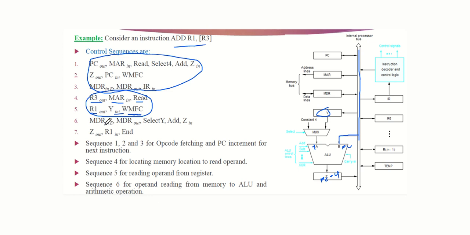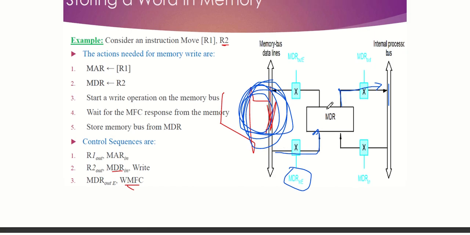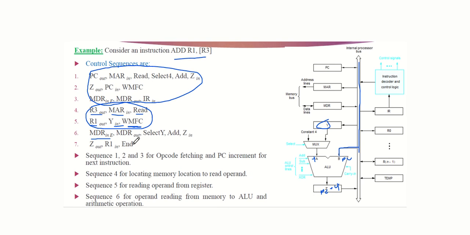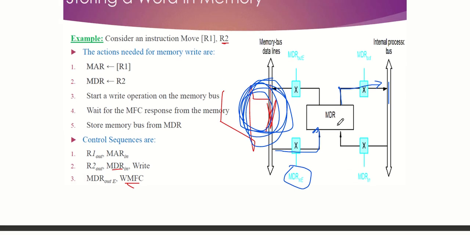So the next step, now the data has arrived in the external bus, right? Because when you execute the wait memory function complete, the assumption is that it has now arrived in the external bus. So you say MDR in external, right? So that you pick the data from the external bus into the MDR register. Then you say MDR out, so that you export the data from the MDR register into the internal bus.